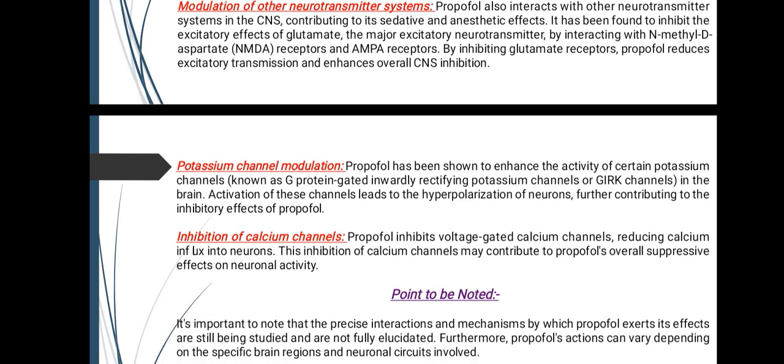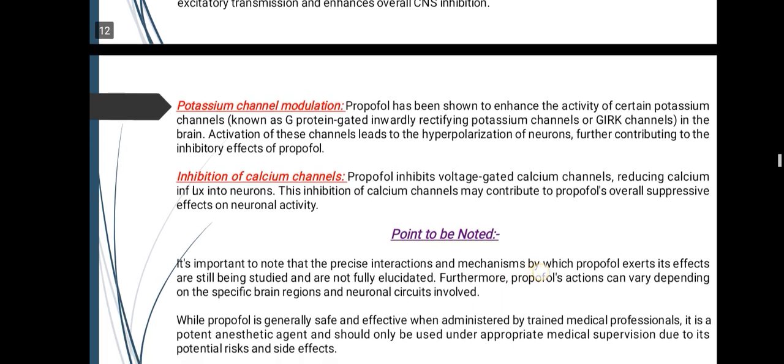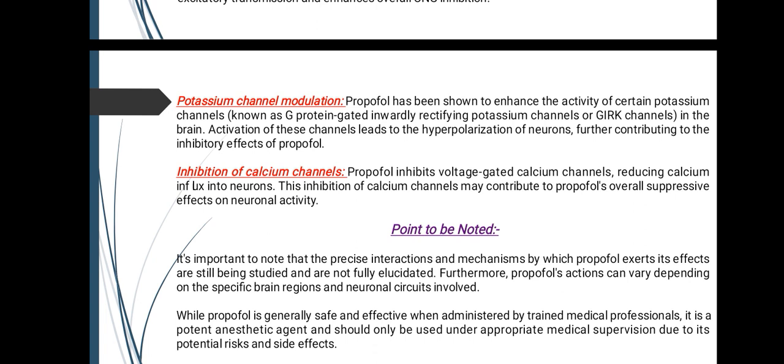Potassium channel modulation. Propofol has been shown to enhance the activity of central potassium channels known as G protein-gated inwardly rectifying potassium channels, or GIRK channels, in the brain. Activation of these channels leads to hyperpolarization of neurons, further contributing to the inhibitory effect of propofol. These are the mechanisms of action going on in the brain. Inhibition of calcium channels. Propofol inhibits voltage-gated calcium channels, reducing calcium influx into neurons. This inhibition of calcium channels may contribute to propofol's overall suppressive effect on neuronal activity.